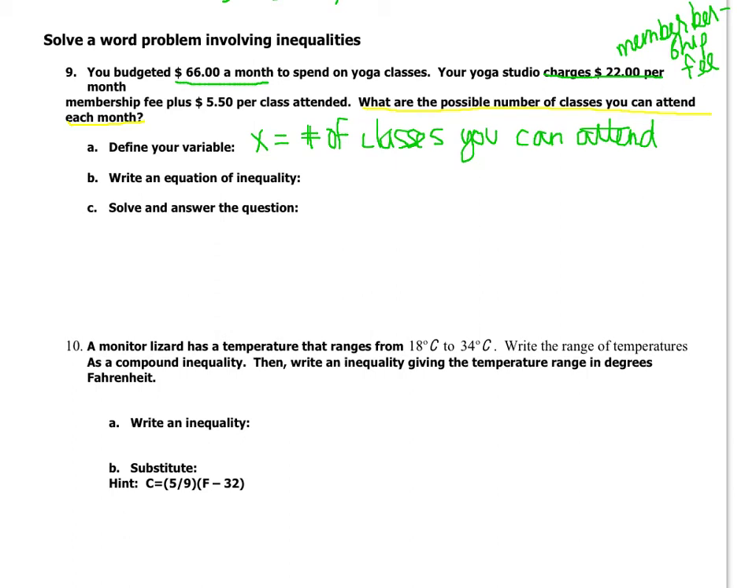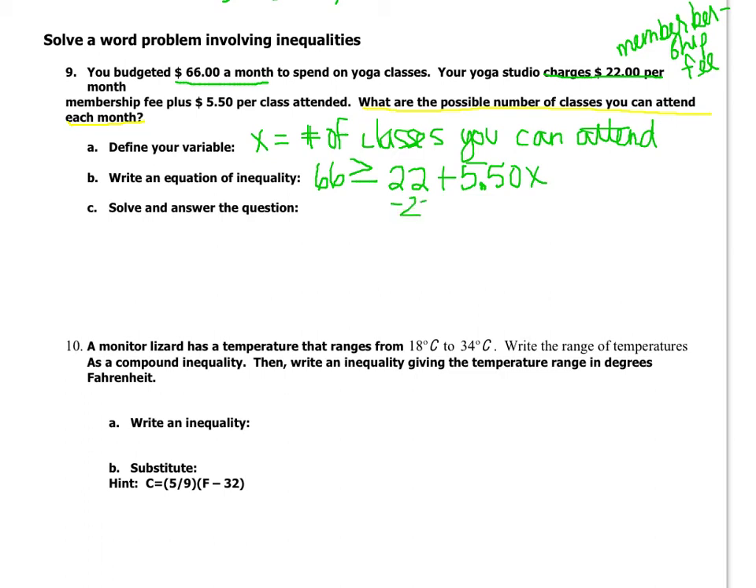Write an equation or inequality. So we're going to write an inequality problem. Our budget is $66 a month. Okay, so there's my budget. That's the most that I can possibly spend, so it can be equal to $66 or $66 can be bigger than it. So 66 is greater than or equal to 22, since we have to pay $22 every month, plus $5.50 times every class that we attend. So there's my inequality.